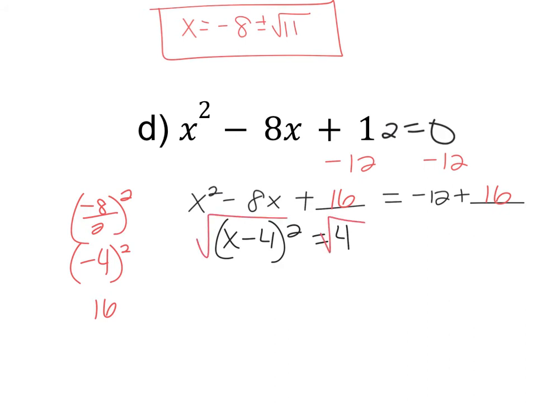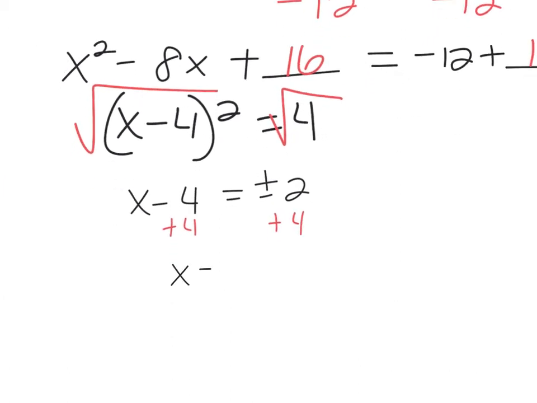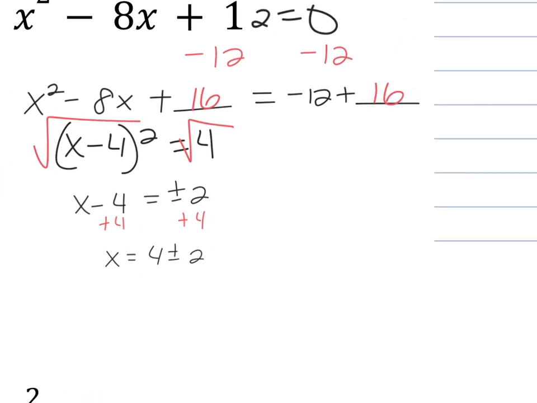Let's go ahead and take the square root of both sides. So that would be x minus 4 equals plus or minus 2. Let's add 4. So now I have x equals 4 plus or minus 2. So this one's a little bit different. We actually had a whole number answer when we took the square root instead of an irrational number.